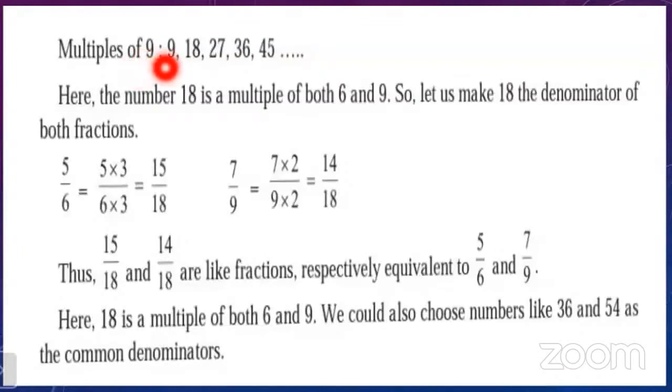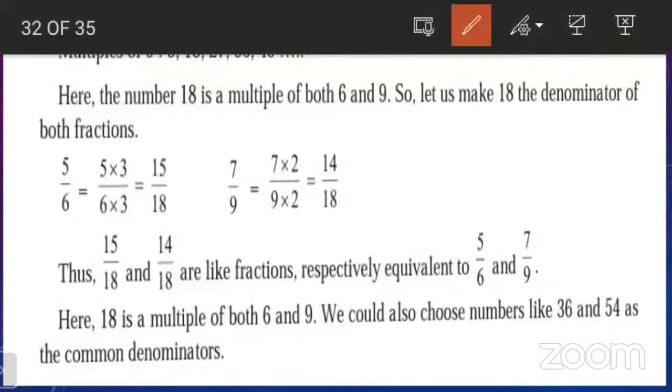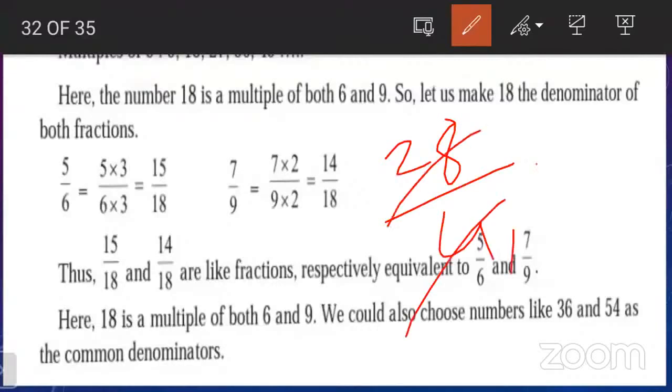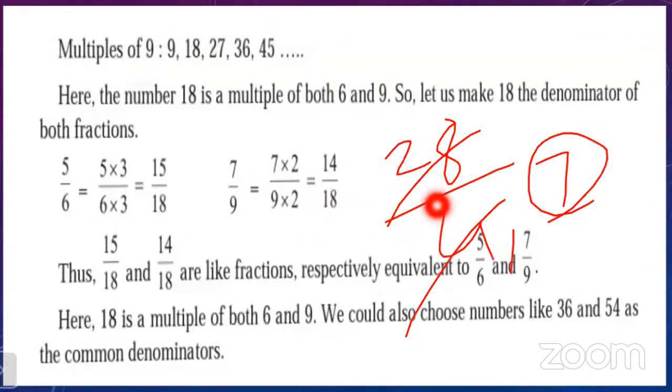So what is a multiple? A multiple is a number divisible by the given number. For example, is 28 divisible by 4? Look here, 28. If you divide it, 4 1s are 4, 4 7s are 28. So if you divide 28 by 4, you get a whole number as the answer. Now, 28 is a multiple of 4.